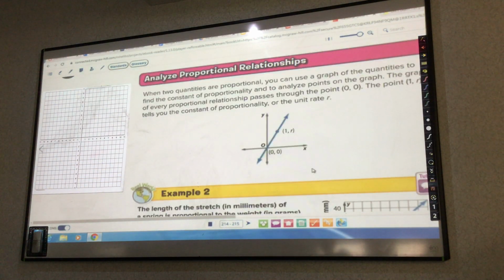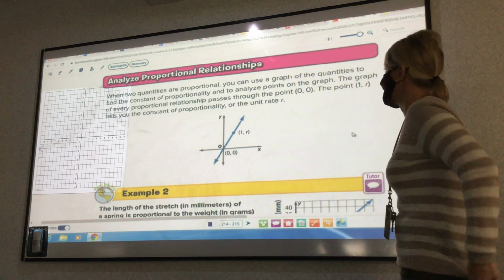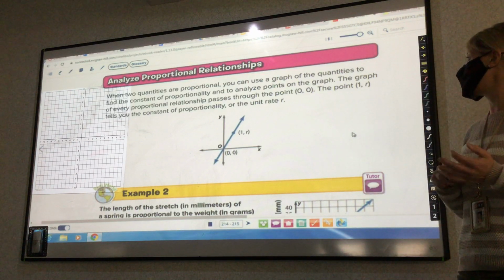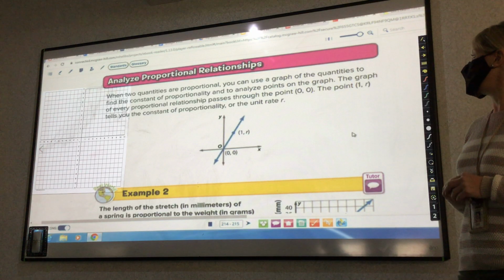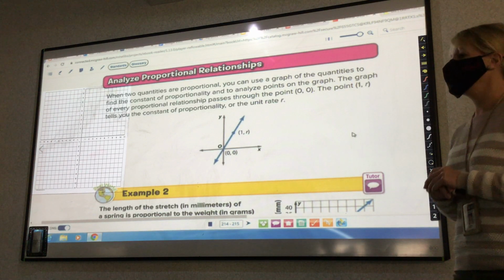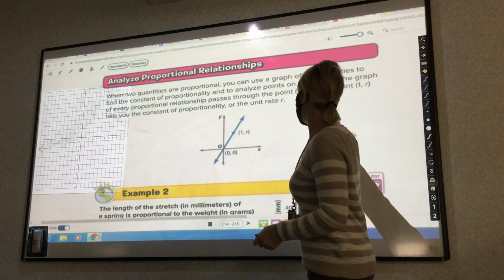So now they're wanting us to analyze. So basically it's just saying, what did we find out? What does it mean? So it says when two quantities are proportional, you can use a graph of the quantities to find the constant of proportionality and to analyze points on the graph. The graph of every proportional relationship passes through the point 0, 0. The point 1, comma, r tells you the constant of proportionality or the unit rate. We find the unit rate by y over x.